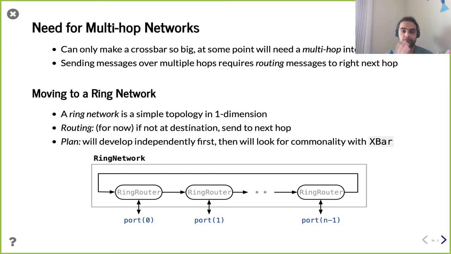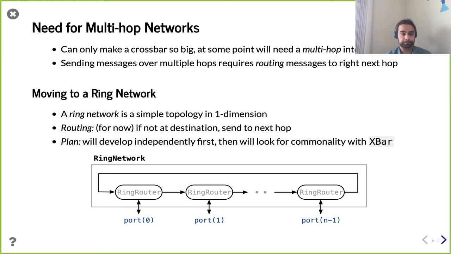Because remember we saw from before, it has all-to-all internal connectivity. It's going to grow quadratically internally. That's not going to be okay. So at some point, we can't do a crossbar anymore. We need to do what's called a multi-hop network, right? Where we go to a router, then another router. The reason this works is that each router has a fewer number of endpoints.